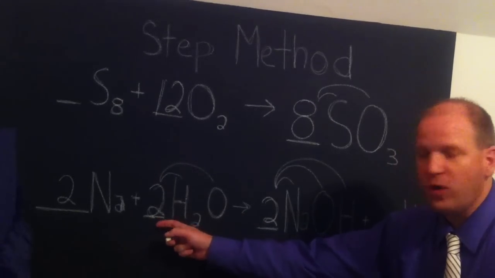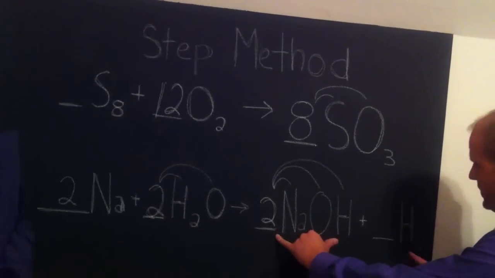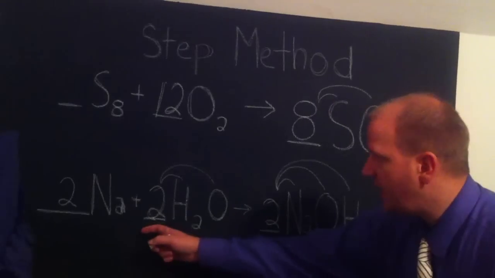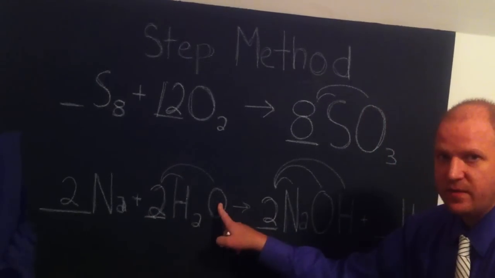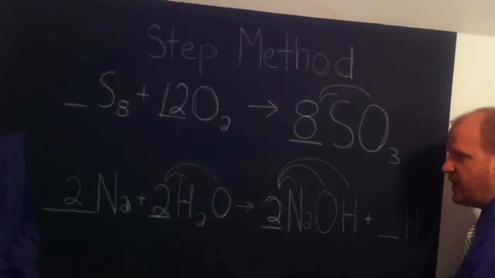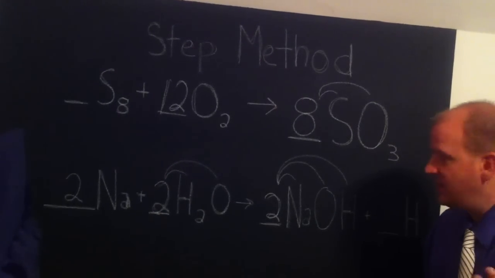Let's go to hydrogen. Our hydrogen, we have 4 hydrogen here. And we got, on our product side, 2 plus 2 hydrogen gives us another 4 hydrogen. So then we go to the oxygen. We have 2 oxygen right here. And we've got 2 oxygen on our product side. Therefore, everything is balanced. That's it.